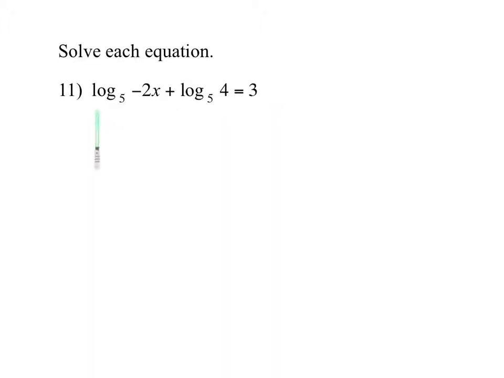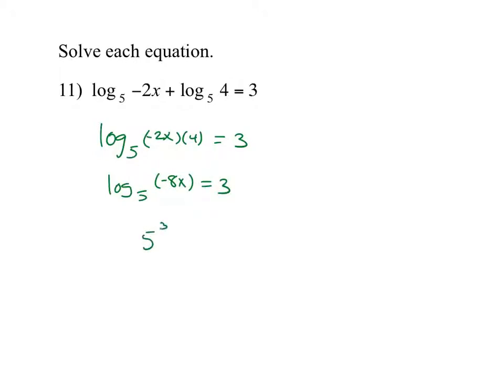Next one, as you can see, I now have 2 logarithms, so I need to use the properties to combine them. Because I'm adding right here, that means I'm going to combine as logarithm base 5 of negative 2x times 4 equals 3. So logarithm base 5 of negative 8x equals 3. Now I'm going to rewrite it. So 5 cubed equals negative 8x. Now I'm going to divide by negative 8. So x equals negative 15.625.